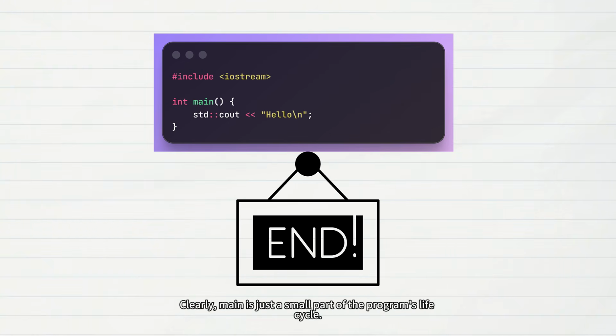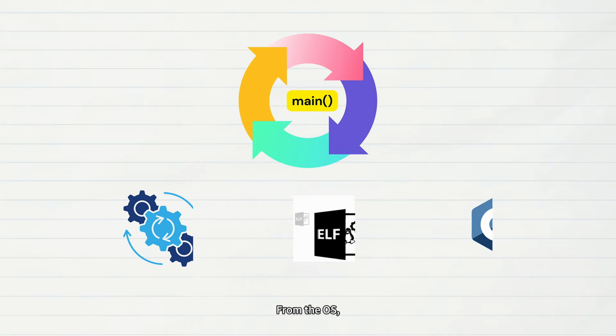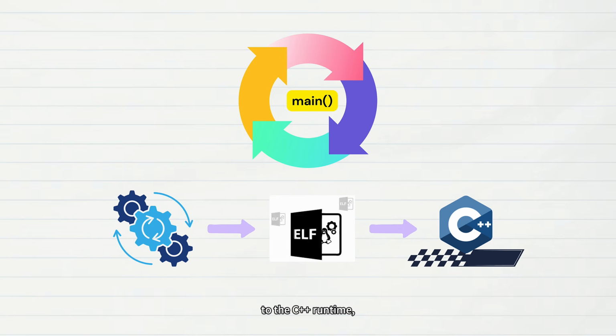Clearly, main is just a small part of the program's lifecycle. Understanding this gives you a true picture of how program execution really works, from the OS to the binary format to the C++ runtime. This is how computer systems actually operate.